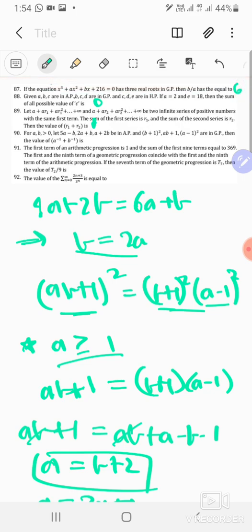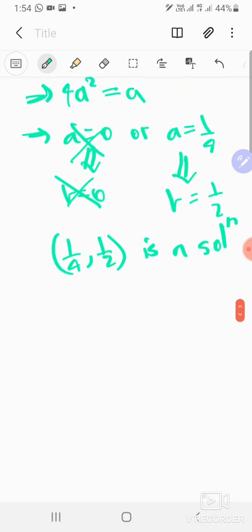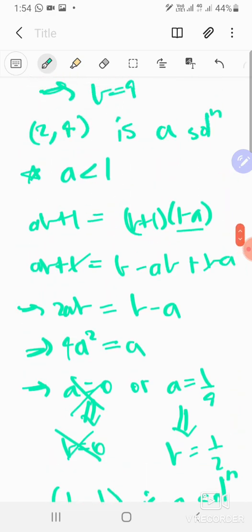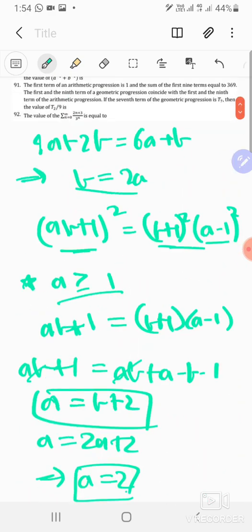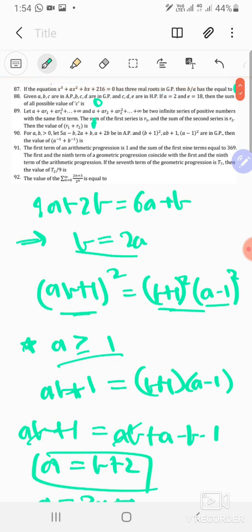And given ab is bigger than 0 and a, b are in GP, then the value of a power negative 1 plus b power negative 1 is. So either it could be 2 plus 4, or it could be 1 by 2 plus 1 by 4. I think it should really be 2 plus 4 over there, because we want integers as our answer. So 2 plus 4 is 6. So that would be our answer in that case.